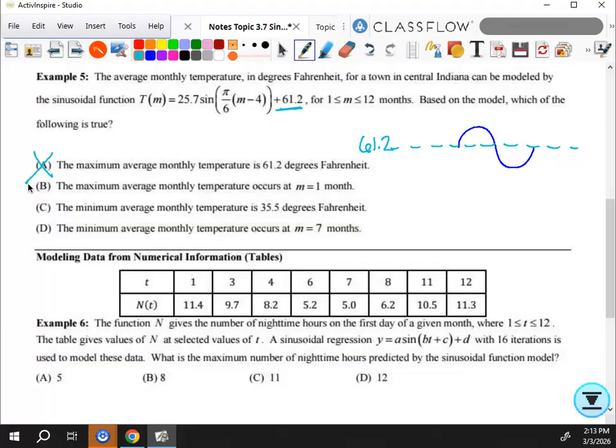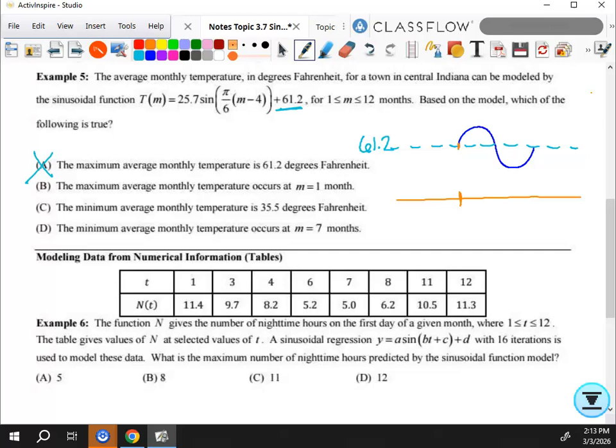So the next answer choice asks me about when something occurs. So I need some x values up there. I don't care exactly where it is. I'm just going to draw a line down here so we can label it as the x-axis. I'm pretty confident that it's under 61.2. And I want to know for this point right here what that x value would be. Can anybody tell me what that x value would be? It's not 61.2. 4? Yeah.